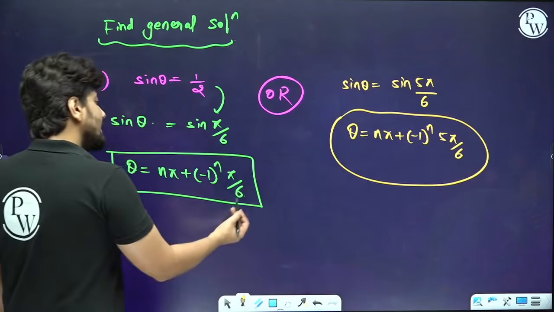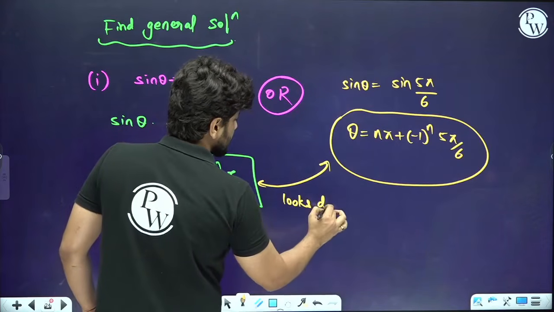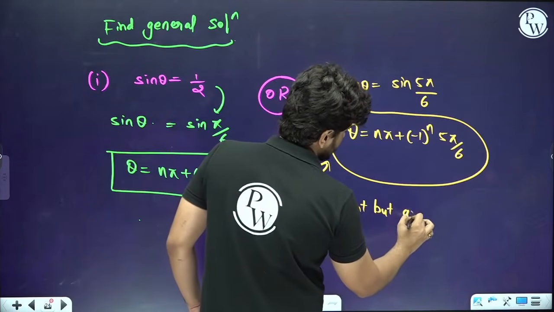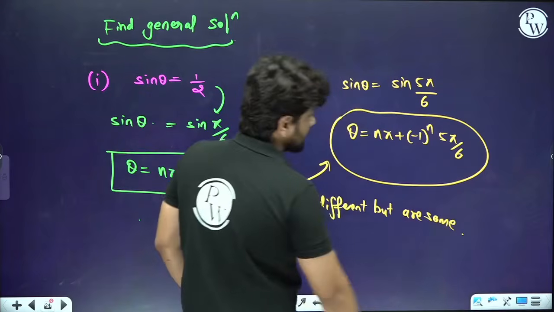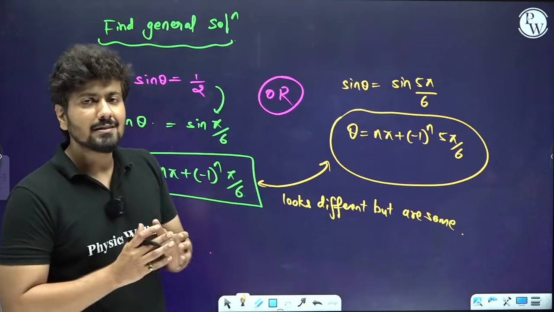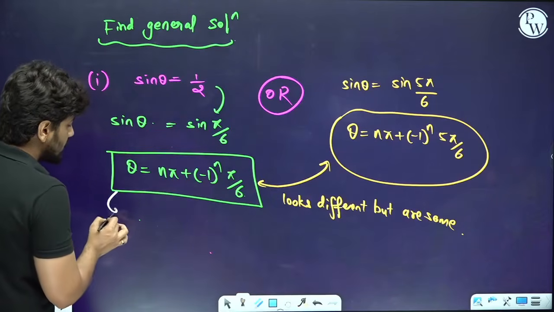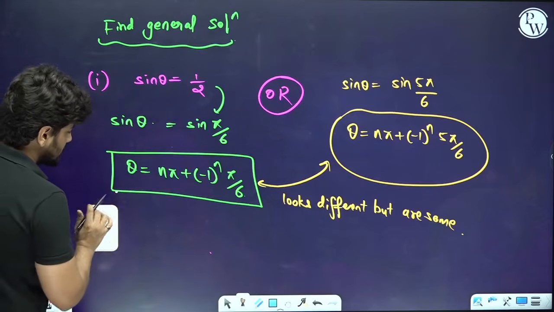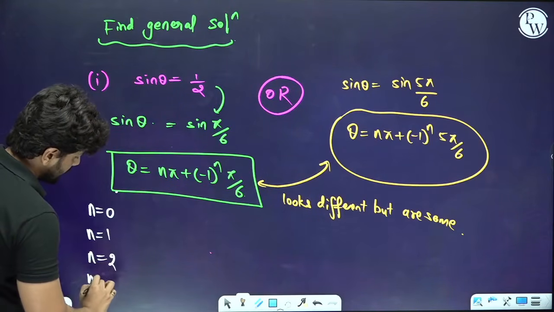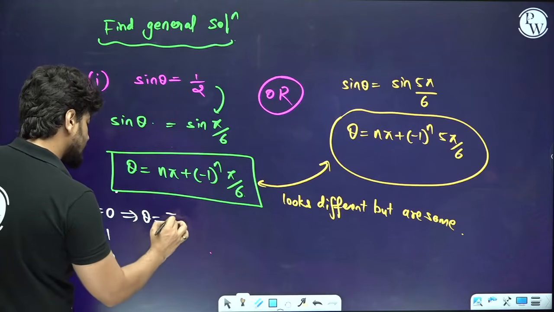Basically these two look different but are same. They are the same angles, everybody. These two look different but they are giving us the same angles. If you put different values of n, the values of theta that you get, suppose if you put n as 0, n as 1, n as 2, n as 3, what angles are you getting? If you put n as 0, we are getting theta is equal to pi by 6.